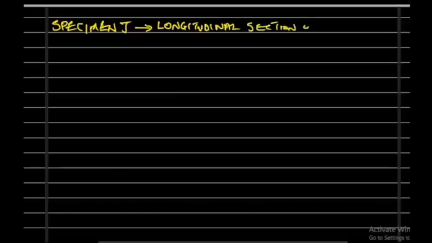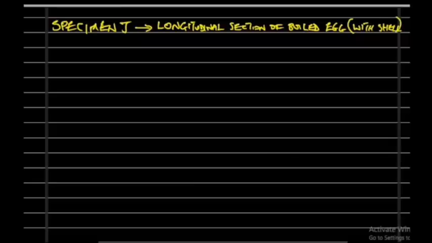Now we're going to talk about our last specimen, which is Specimen J, and that is the longitudinal section of boiled egg with shell. That is our last specimen there.